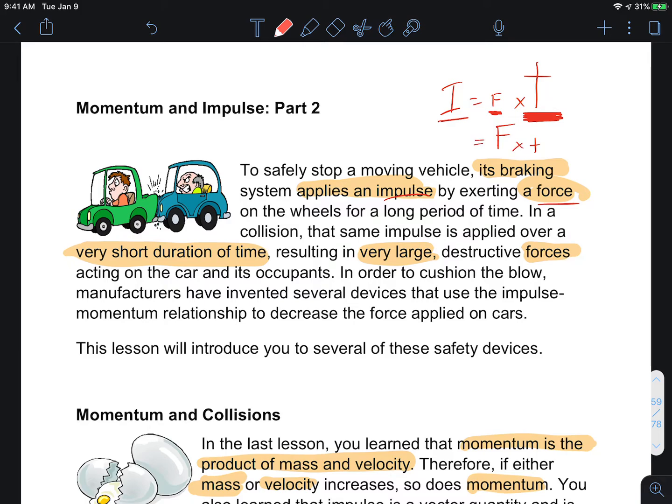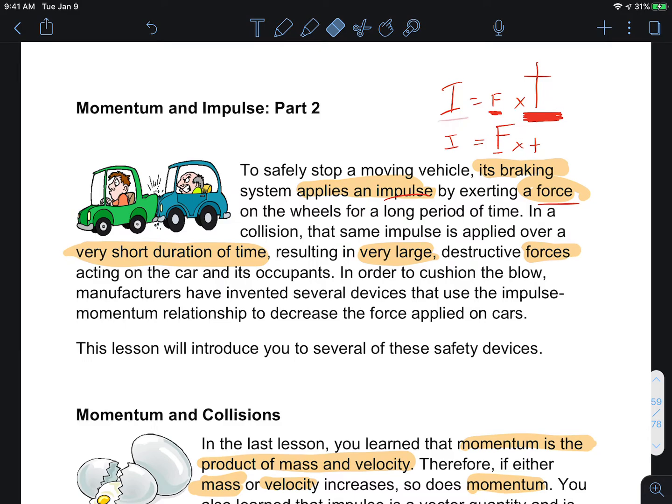For the passengers inside the plane, they will also feel this force because there will be equal and opposite forces all over the plane. Those forces on the individuals will be uncomfortable, and that's where you'll feel jostled around inside the car or inside the airplane. So, in a collision, the same impulse is applied over a very short duration of time.